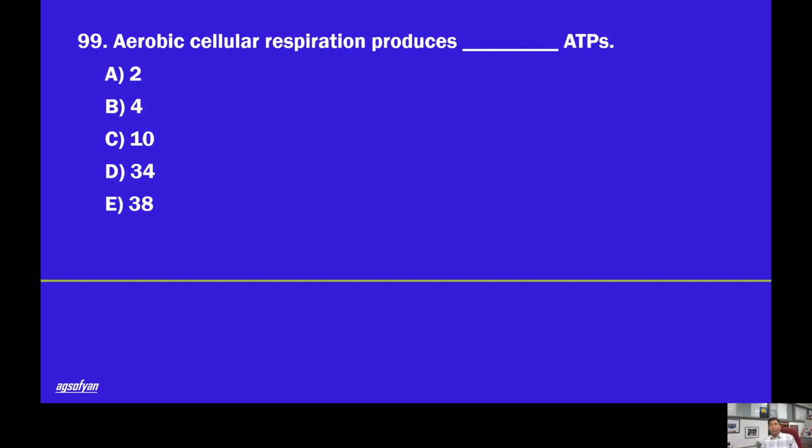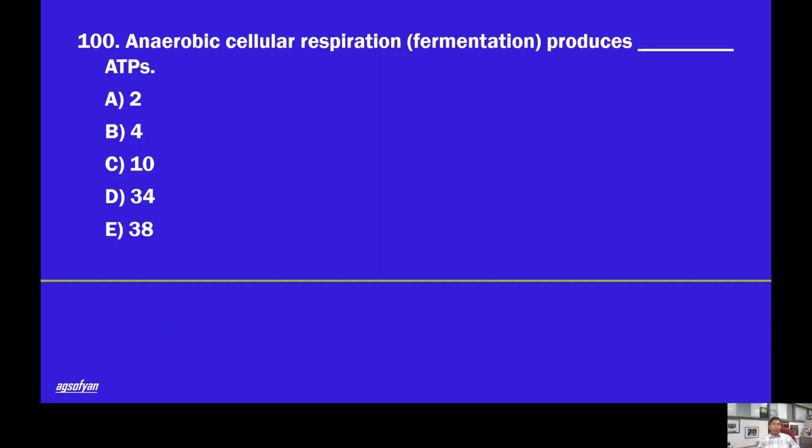99. Aerobic cellular respiration produces how many ATPs? 2, 4, 10, 34, 38. Okay, total is 38. 100. Anaerobic cellular respiration or fermentation produces how many ATPs? 2, 4, 10, 34, or 38? The answer is only 2. The fermentation only produces 2 ATP.